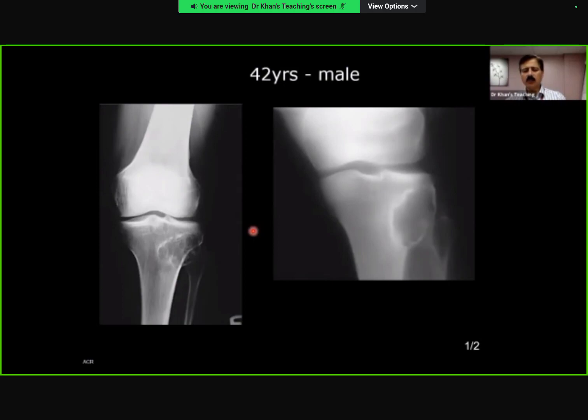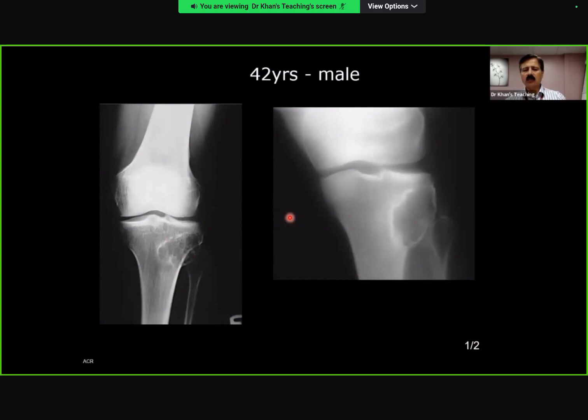You remember the diagram which I showed you? The classical location is tibia, and it is slightly eccentric, and it has got a narrow zone of transition. The age group is not like non-ossifying fibroma. The age group is slightly more. So I've just shown it to you for differential diagnosis. Otherwise, it's not an important tumor. It's a very rare tumor.